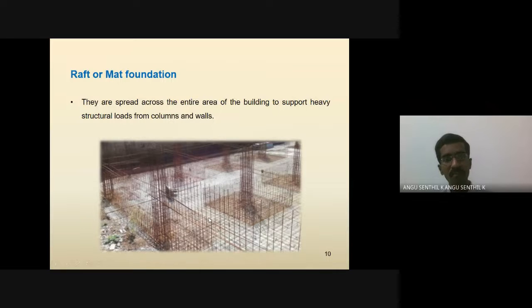Next, raft or mat foundation. Raft or mat foundation is preferred when the load coming from the column to the foundation is very heavy or high. N number of columns can be connected using a single mat or raft. You can see in this image 1, 2, 3, 4, 7 columns are there. We are giving a common mat over this. Sometimes local thickening or reinforcement may also be given due to some shear considerations or other.